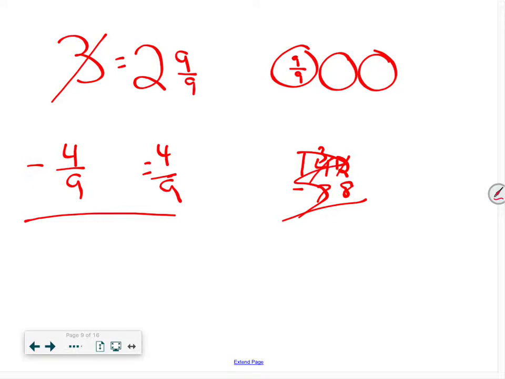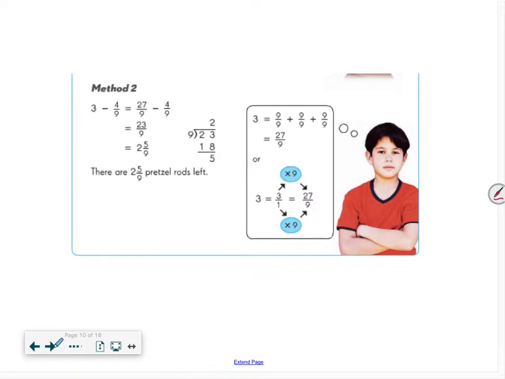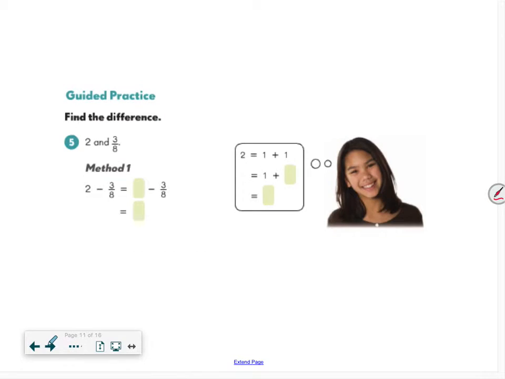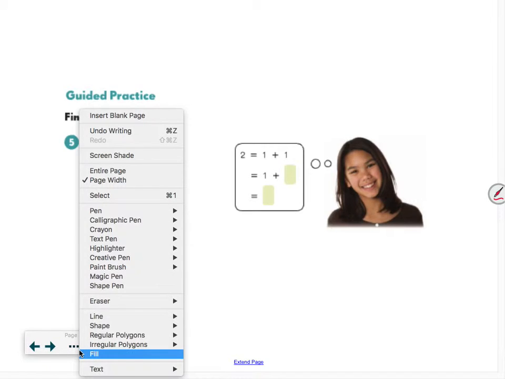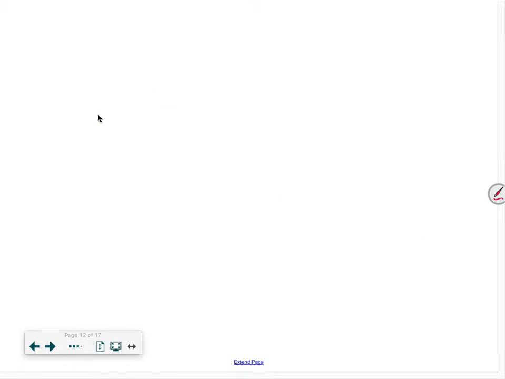Now I can subtract. 9 ninths minus 4 ninths is 5 ninths. And I just have 2 wholes minus no wholes, and I get 2 and 5 ninths. Okay? We're going to practice, and I want you to pause it, and I want you to try. Let's do 2 minus 3 eighths. 2 wholes minus 3 eighths.